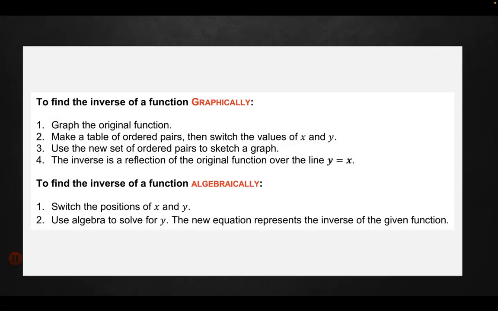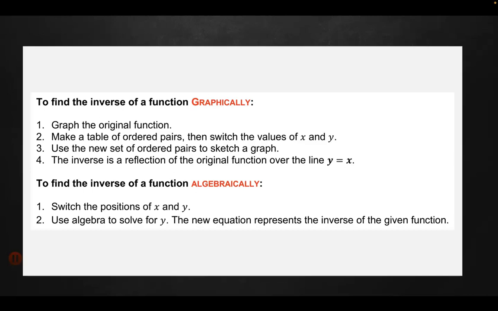Okay, so now if we want to find an inverse of a function graphically, all you have to do is graph your original function. We're going to make a table of the ordered pairs just to help you keep everything in order. We're going to switch the x and the y values. You're now going to get a new table of values to sketch a graph. And then also remember that the inverse of a function is actually a reflection of your original function over the line y equals x.